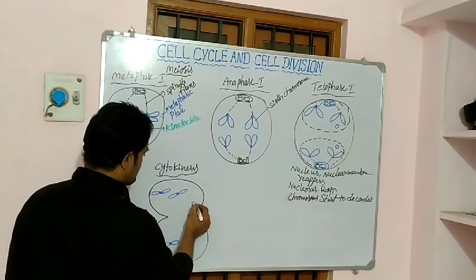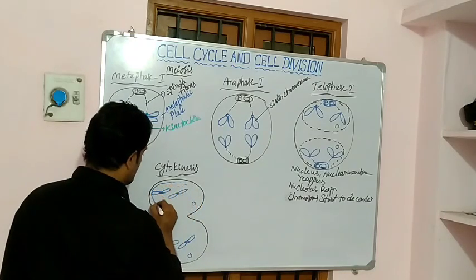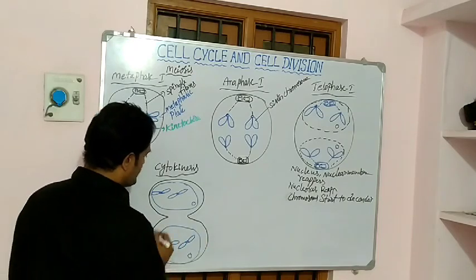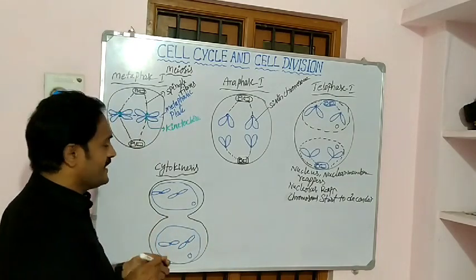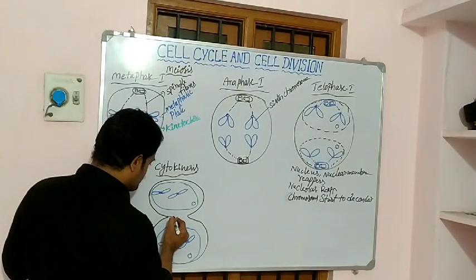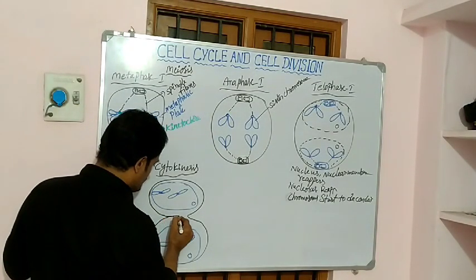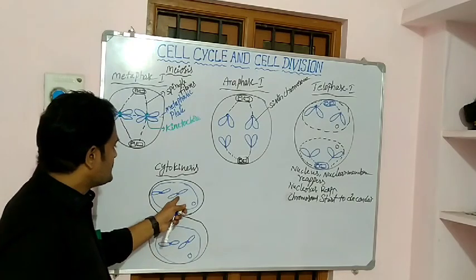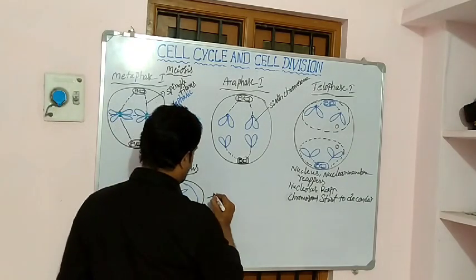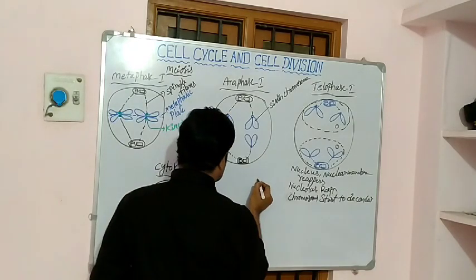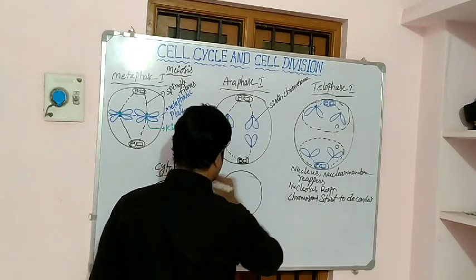Here the nucleolus, and also the nucleus and nucleolus will form. Then this depression continues into the cytoplasm like this, and finally the cell is divided into two daughter cells in meiosis 1.